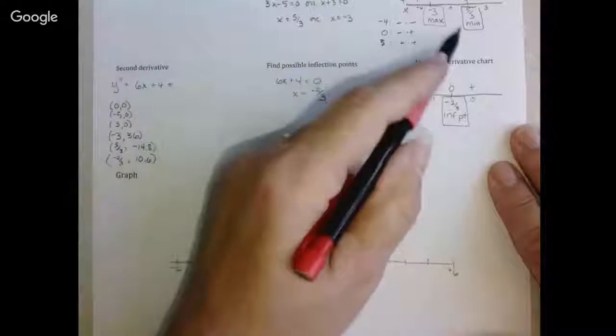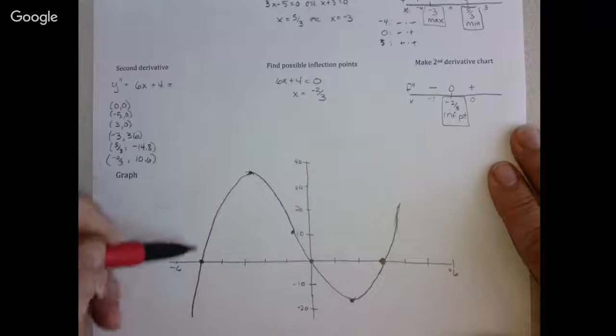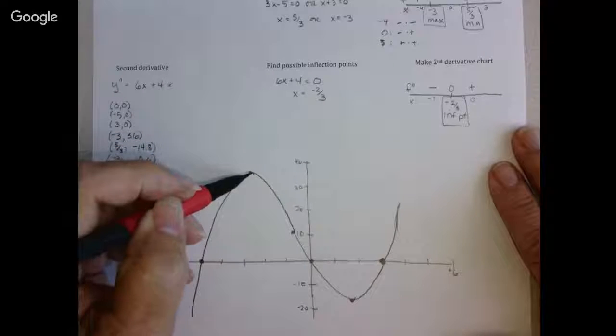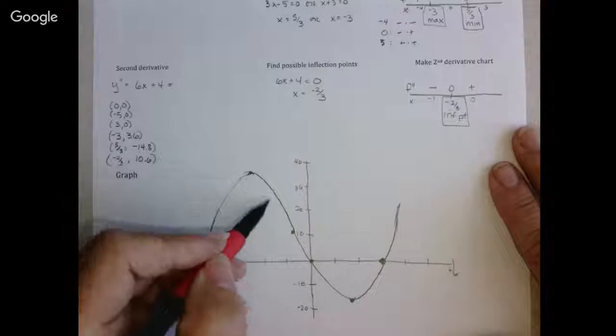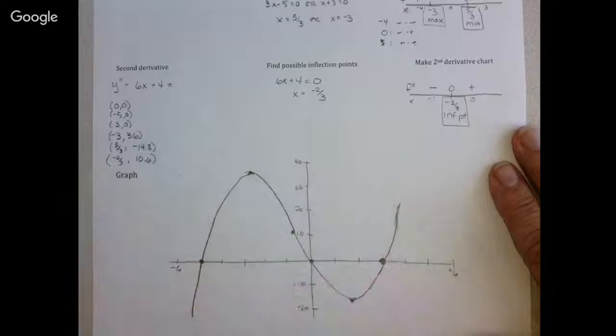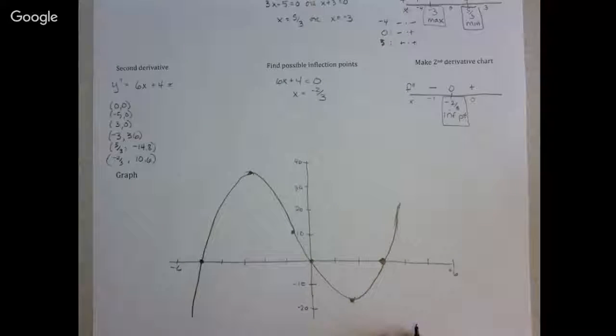Let's check our increasing and decreasing information. The graph is increasing until I get to x equal -3. It should be decreasing until I get to positive 5/3, and then it should be increasing again. And it is. Great, we did it.